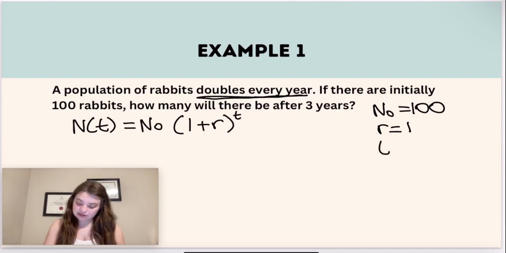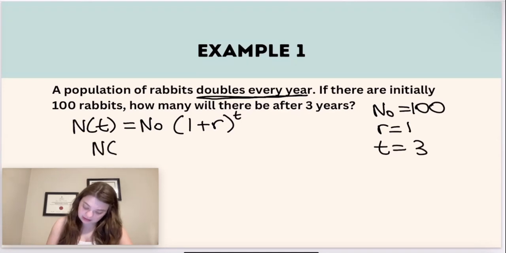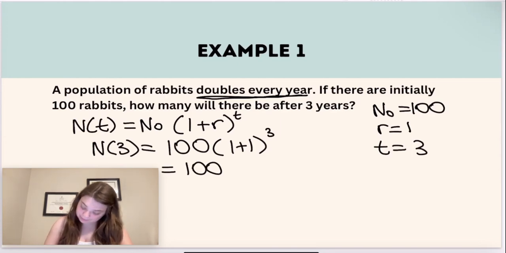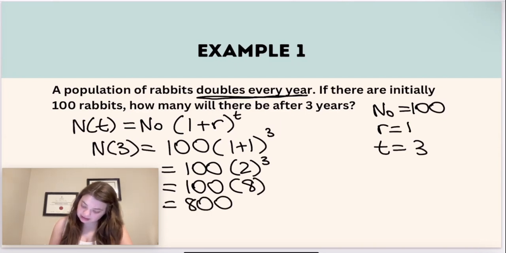And then we have t, which is the time in years, and that's going to be 3 because they would like to know how many rabbits there will be after 3 years have passed. So after this doubling has happened 3 times. So now I'll plug in my values. N of 3 is equal to 100 times 1 plus 1 to the power of 3. That is equal to 100 times 2 to the power of 3. And that is equal to 100 times 8, which is equal to 800.